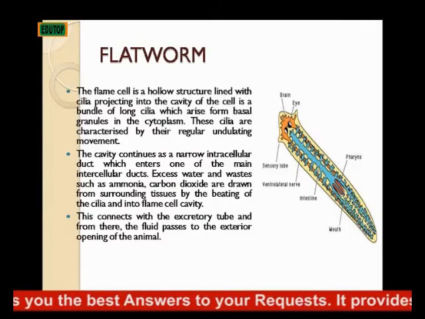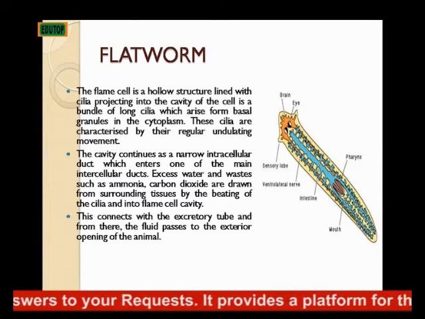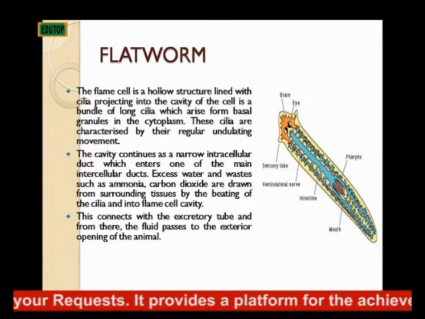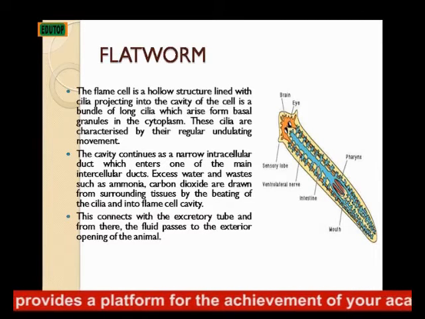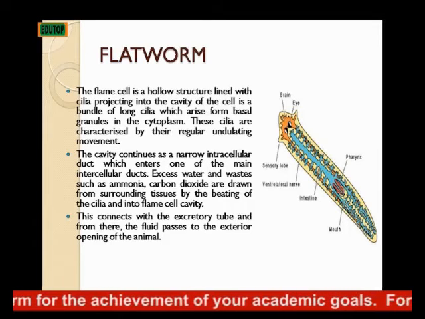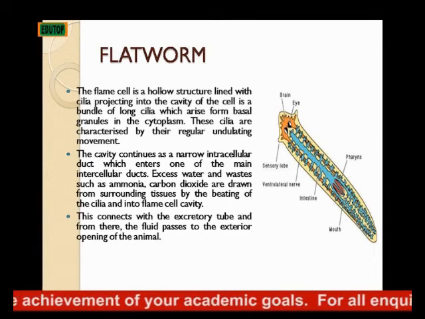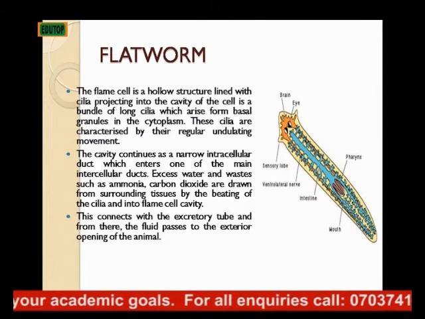Then the cavity continues as a narrow intracellular duct. That is describing the flame cell of the flatworm. This is just the description of the flame cell of the flatworm, and you can see the diagram there. So the cavity continues as a narrow intracellular duct which enters one of the main intracellular ducts.